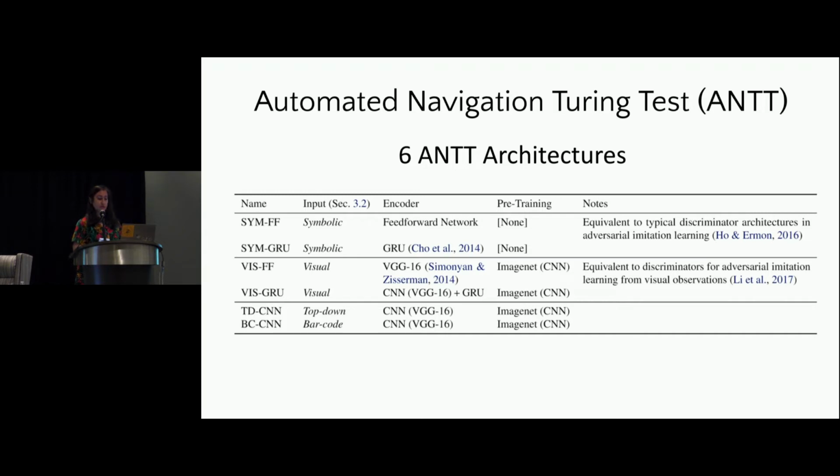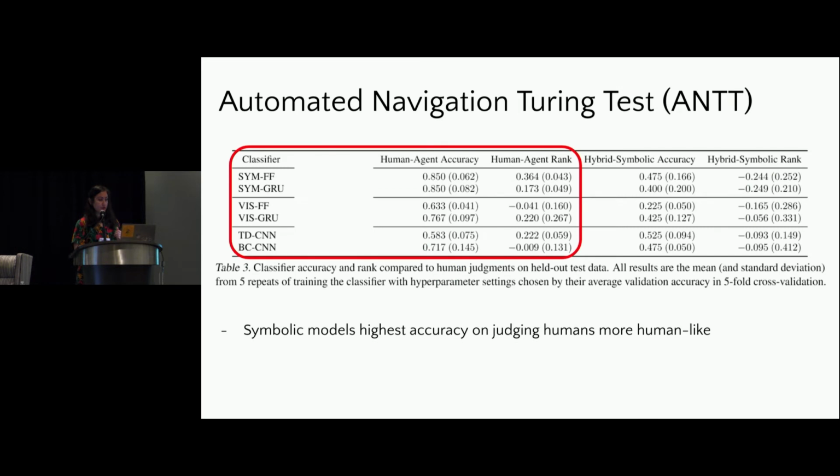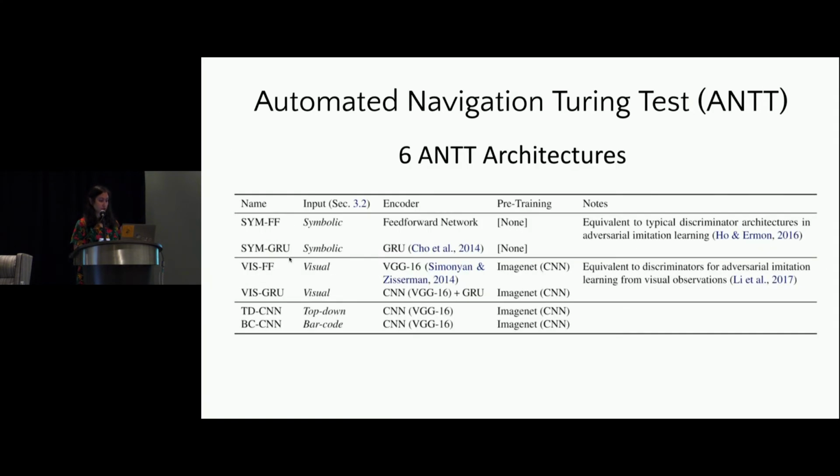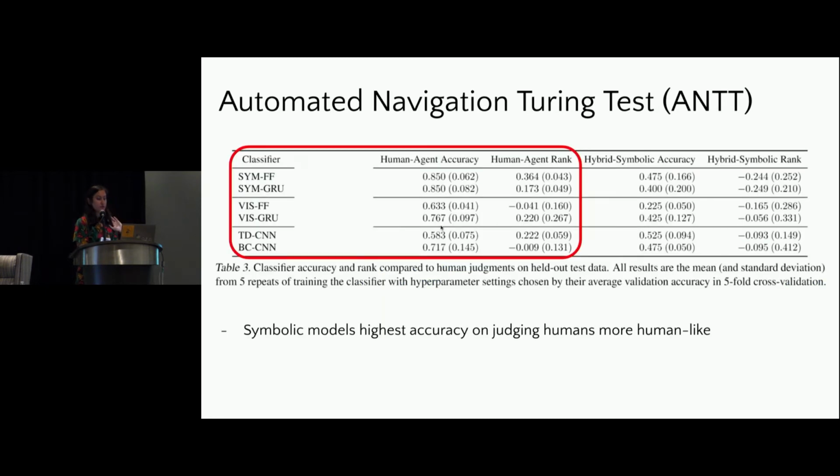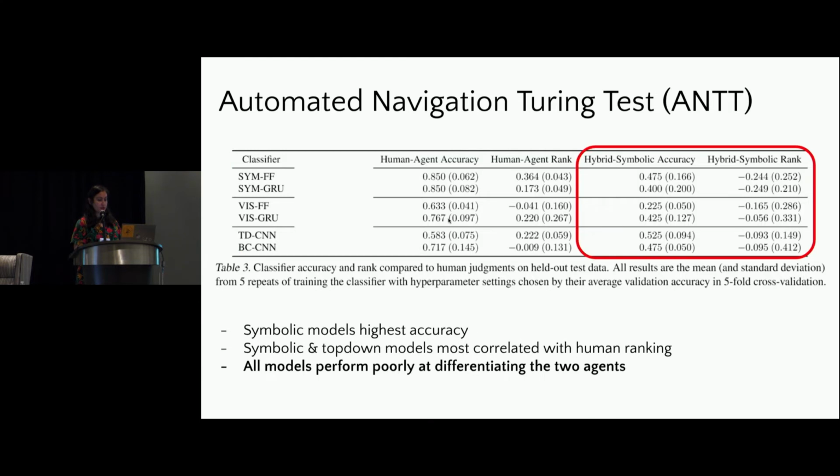Most of them were equivalent to the typical discriminator architecture in adversarial imitation learning, and some of them were related to adversarial imitation learning from visual observation. Long story short, they all perform kind of decent, other than the top-down CNN approaches, and all of them were trained on other data, as you can see. They were trained on ImageNet, they were not trained on this data. Most of them did kind of decent on human versus agent, but they did not do well on something you guys were even better at, which was dissociating which of the 2 agents looked more human-like. It seemed like they were completely failing at that.